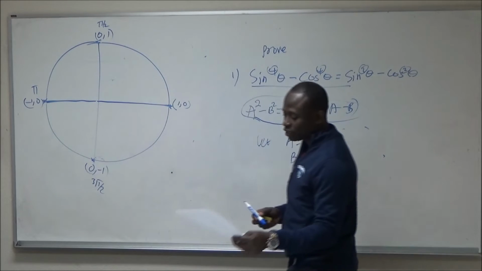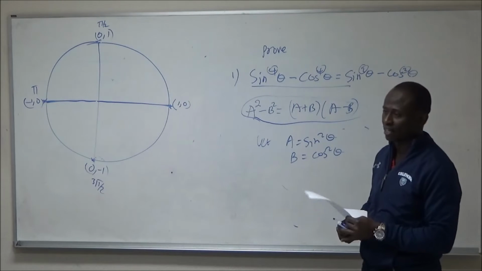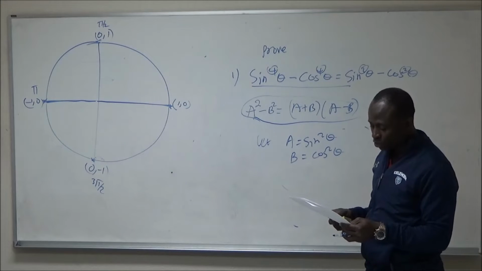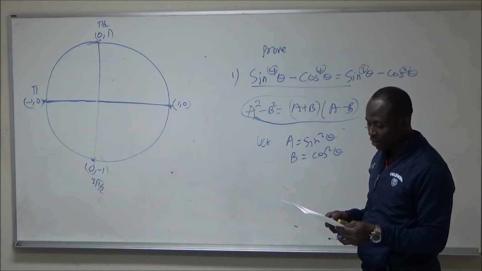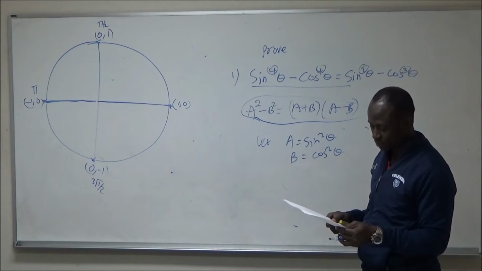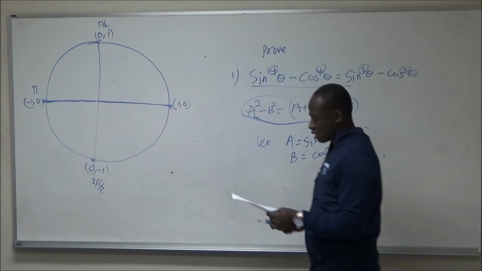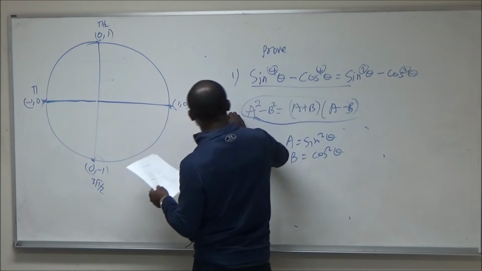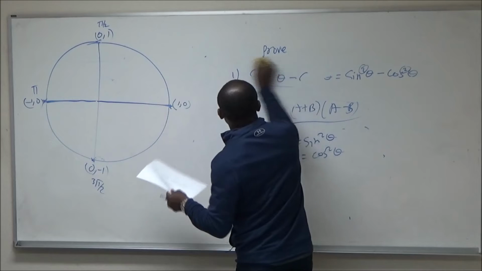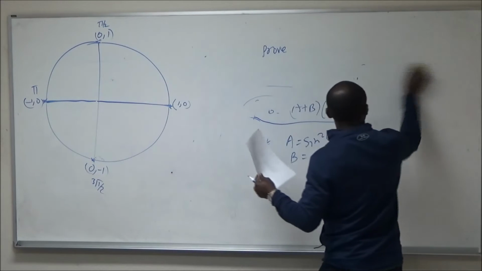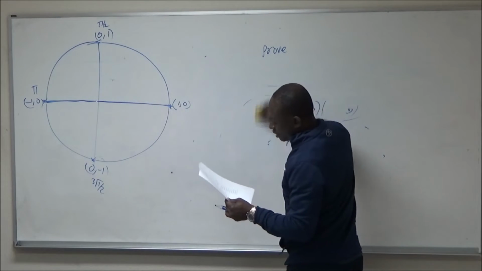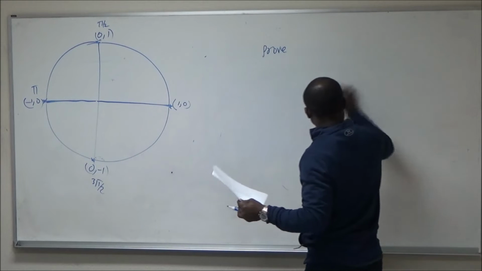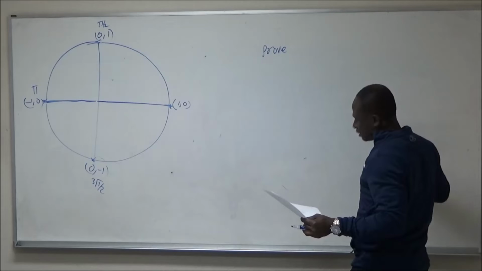Okay, let's do a different type of identity proof. So on the sheet that I've given you, I want you to try question number 4. Question number 4, just say sine theta plus cos theta all squared. I'm going to write it on the board for those watching the video to see what we're doing. Question number 4 under medium hard.